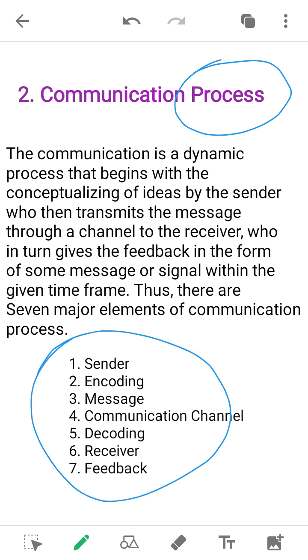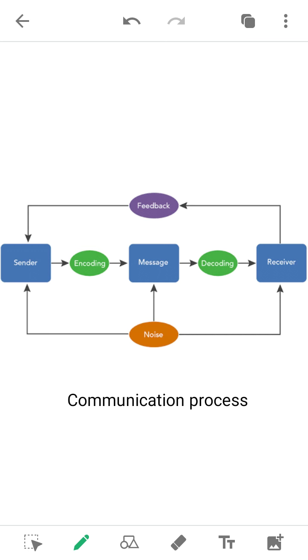Dear students, look at the picture. This is a communication process. Here the sender transmits information to the receiver through a channel, and here sender, encoding, message, decoding, and receiver, and here there is feedback and noise. And one by one I am discussing this.